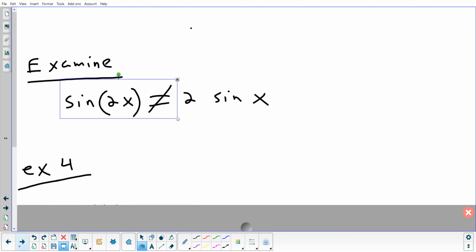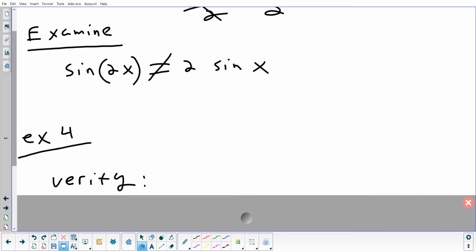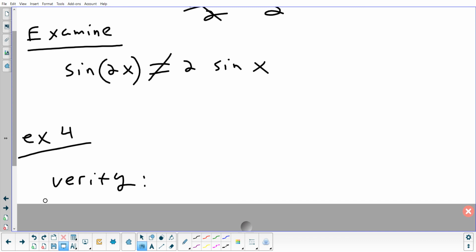Well, it's not as easy as just doing something like this. Like you can get rid of a 2 by dividing by 2. You can't do that here because this 2 is inside the sine function. So you can't just move it in front. That doesn't work. Right? So what can we do? Well, let's see what we can do.